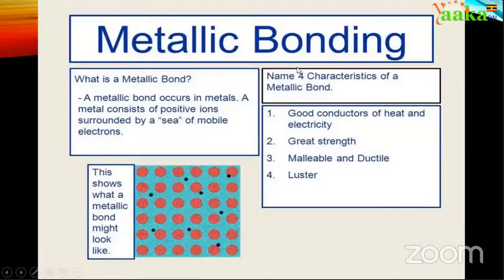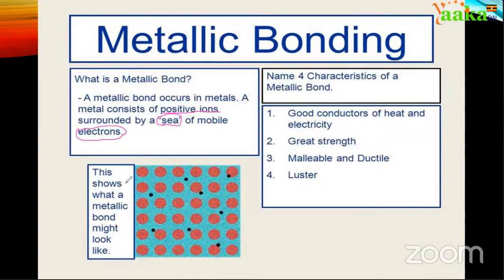So in metallic bonding, here is an illustration. We see that it occurs in metals. Metals consist of positive ions, which are surrounded by a sea of mobile electrons. By a sea, we mean so many mobile electrons. Okay, so this is the makeup of metals. We have positive ions surrounded by a sea of mobile electrons.